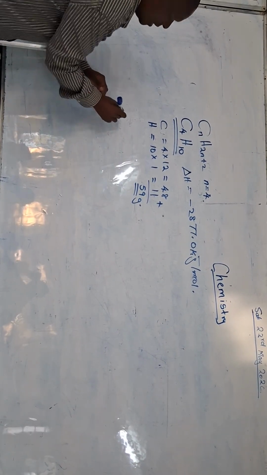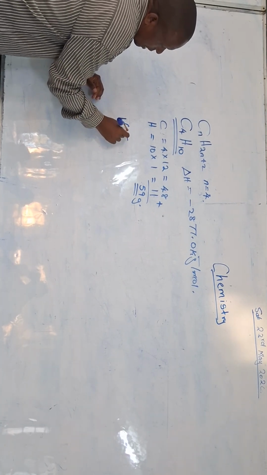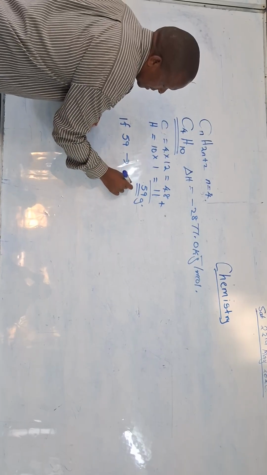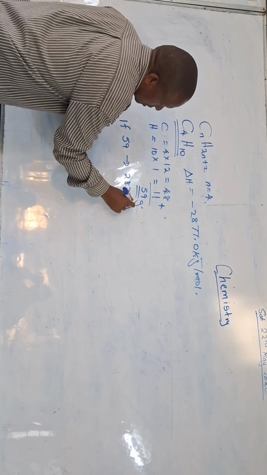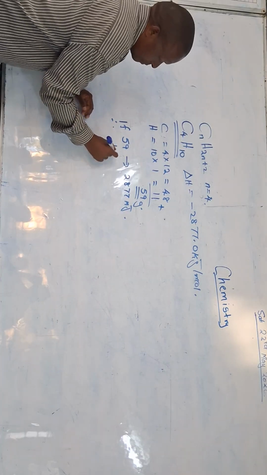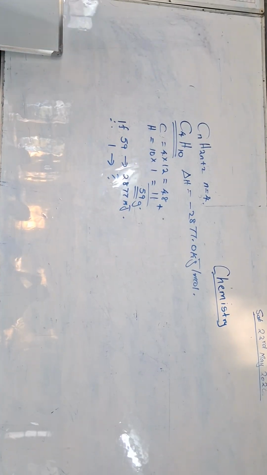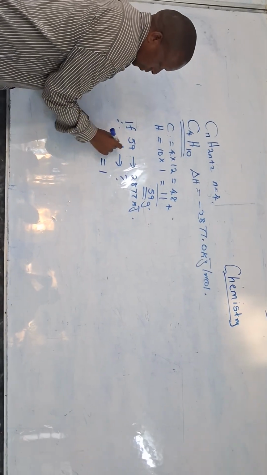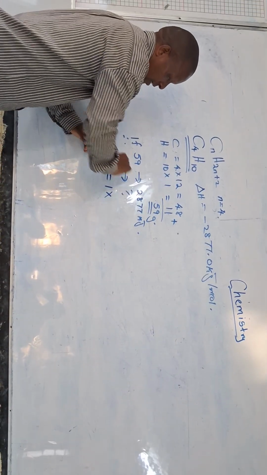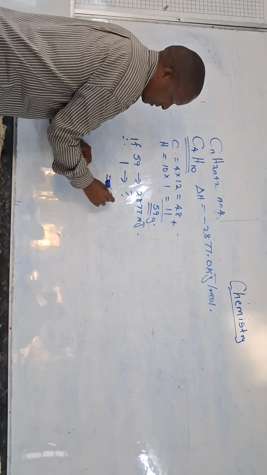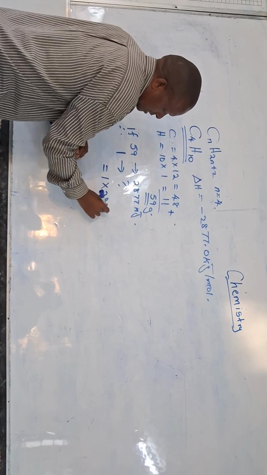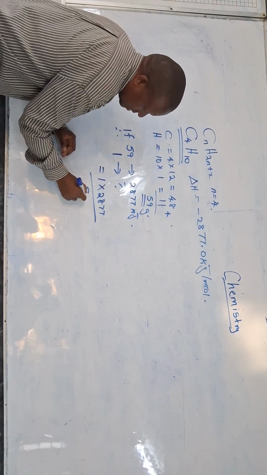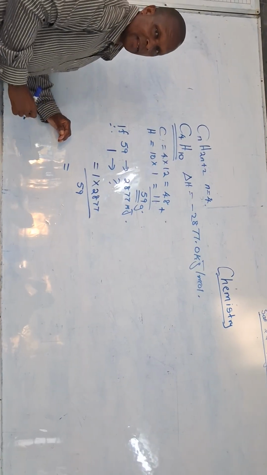So you come and say, if the molar mass, which is 58 grams, liberates 2877 kilojoules, what about 1 gram? Then you get the heating value. Just as simple as that. So you get 1, times, because we are moving diagonally, 2877. Then we divide by the molar mass of butane, which is 58. Then you get your answer there.